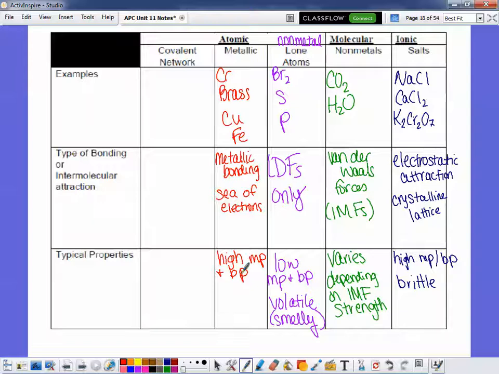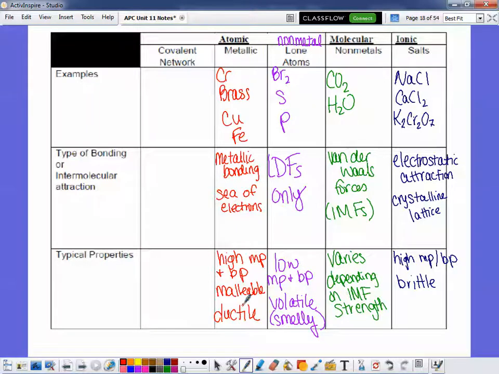Other properties of metallic substances are what? They're malleable. Good. What does malleable mean? Bendable. You can hammer it into thin sheets. You can make it into different shapes, like jewelry or pots and pans. What else? Ductile. Like copper can be drawn into a wire.